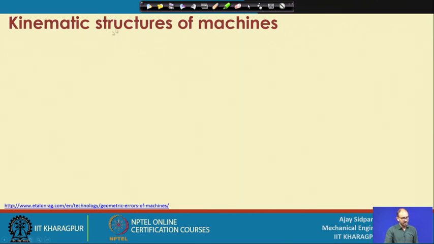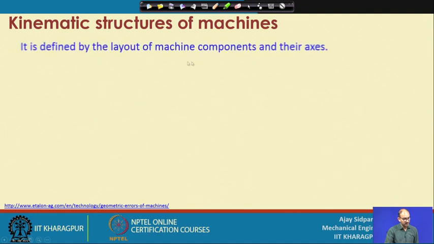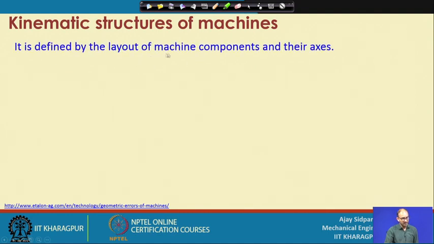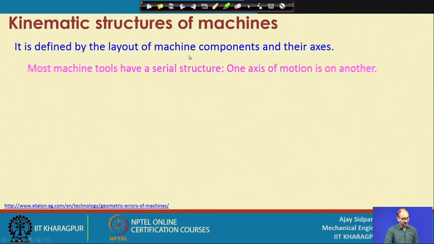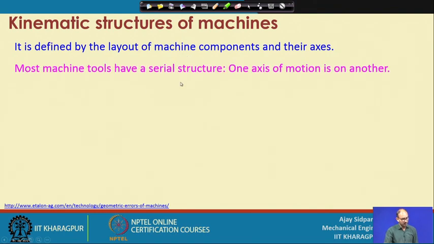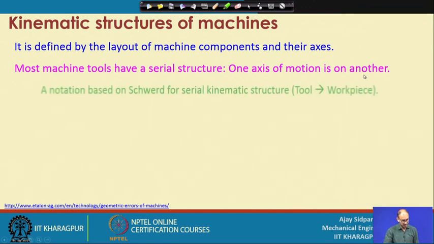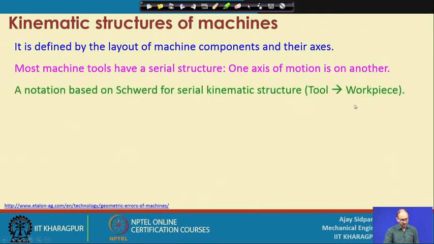Now, coming to the kinematic structure of the machine, how can you define the structure? It is defined by the layout of the machine components and their axes, how they are located. Almost all machines are in a serial structure. Serial structure means that one machine axis of motion is built or mounted on the other one. And there are different notations also available.